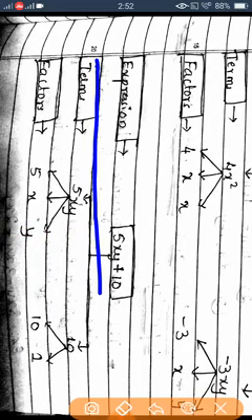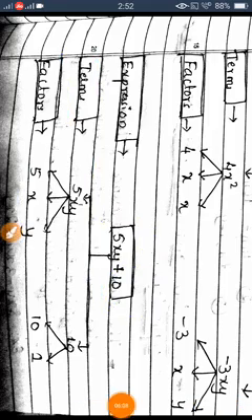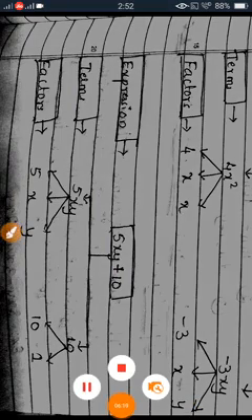One more expression I have taken: 5xy plus 10. The terms are 5xy and 10, which is one more term. The factors of 5xy are 5, x and y, and the factors of 10 are 10 into 1. I hope you understand.